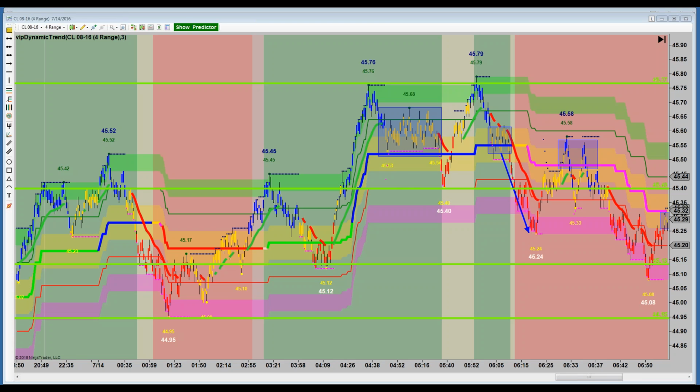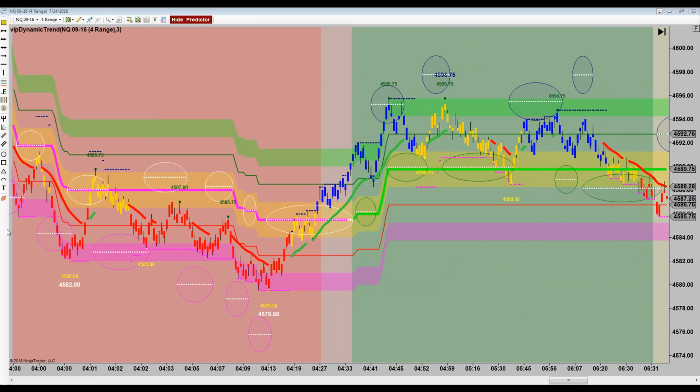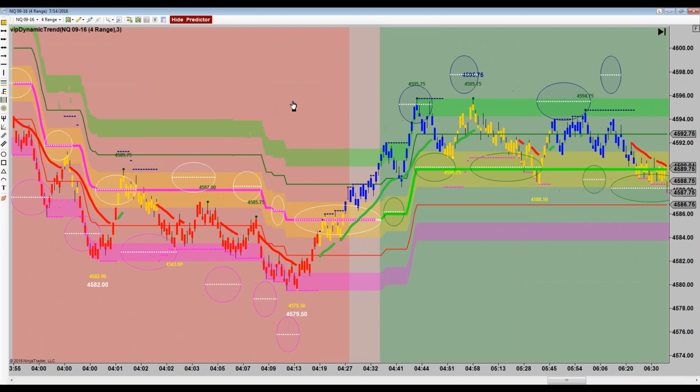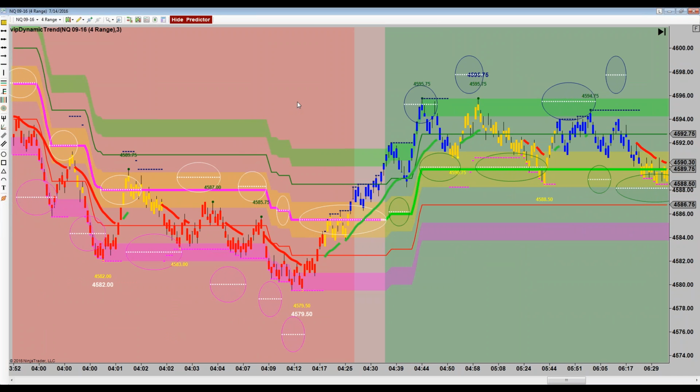Let me get the NASDAQ chart up here. Everybody see NASDAQ here? Here's the pit. Here's the open of the market.